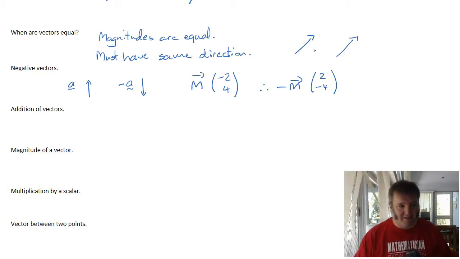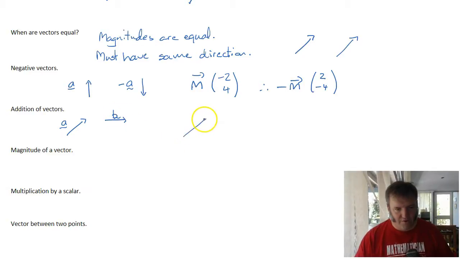How do I add vectors? Pretty straightforward procedure here. If you have one vector, there's vector A, here is vector B, and I want to add those two vectors together. All I would do is place the first vector down, and then the tail of the second vector starts at the head of the first vector. There's vector B. That would be how I add them. The resultant vector, from the start of the first one to the finish of the second one, that would be called vector A plus B.